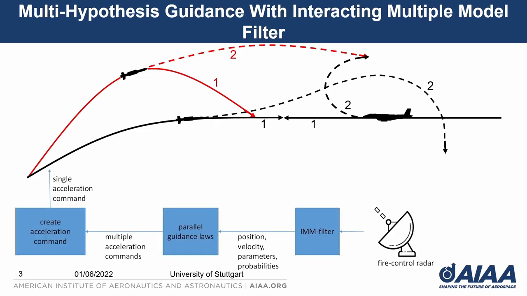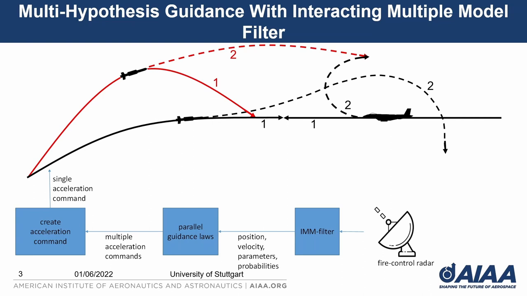The illustration on the bottom shows the approach for a multi-hypothesis guidance. First, the target is detected by a fire control radar on the ground. Its measurements are then used by an interacting multiple model filter to estimate the position and velocity of the target, but also estimate the parameters describing its trajectory, like for example, the ballistic coefficient.